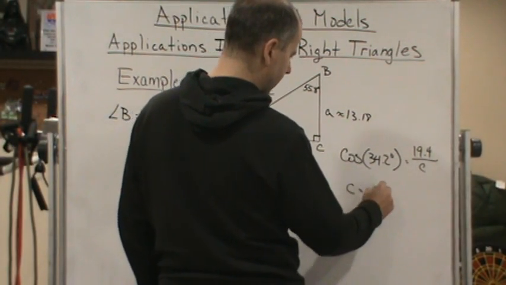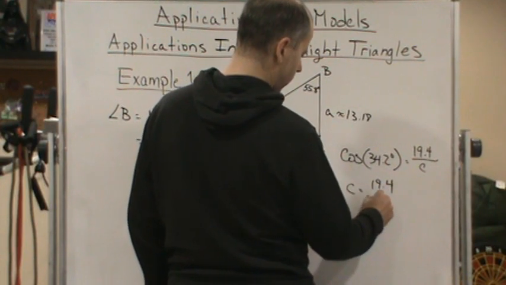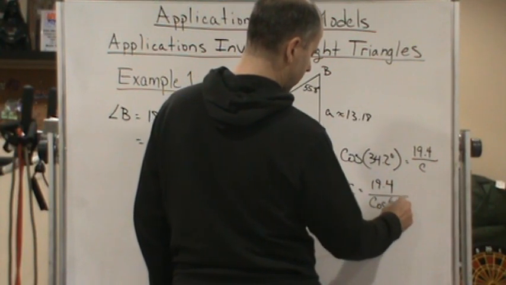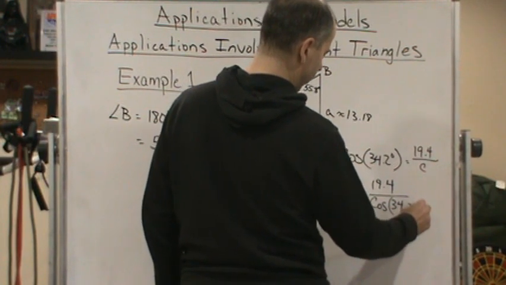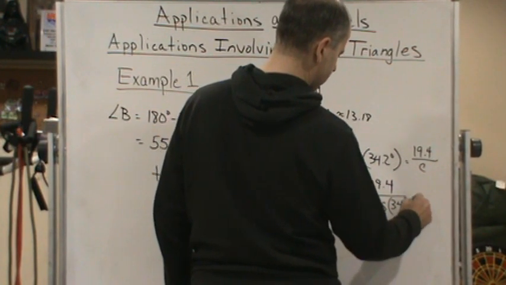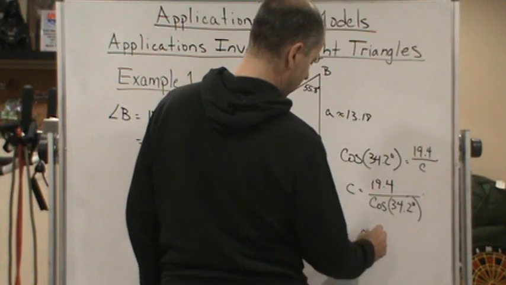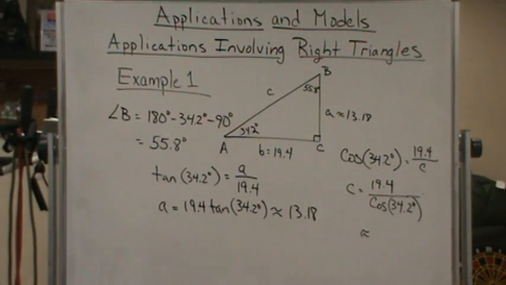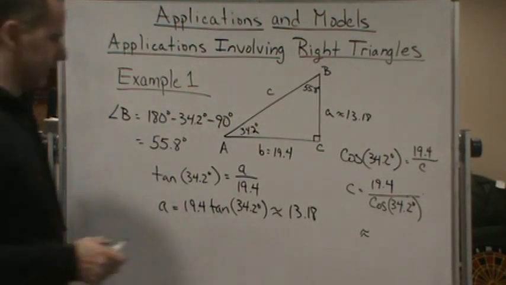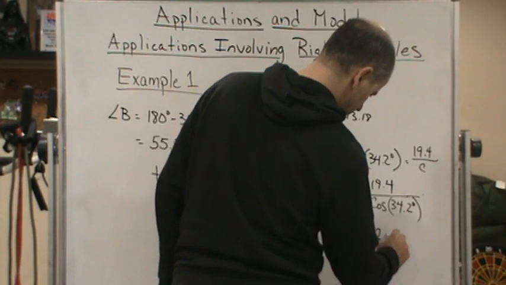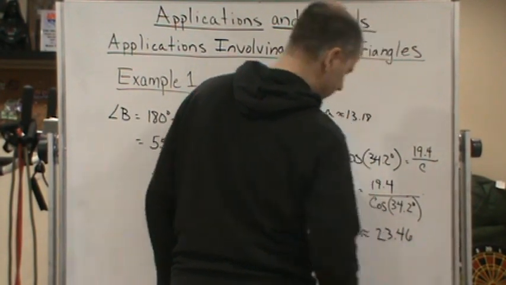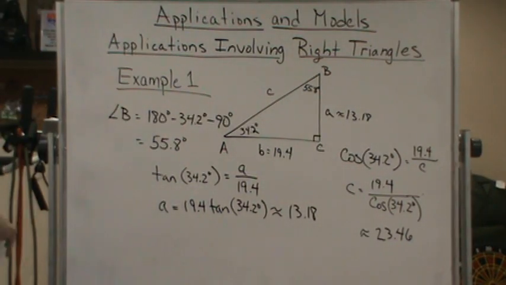And so C is going to equal 19.4 divided by the cosine of 34.2 degrees. Again, put that in your calculator, and you're going to get approximately 23.46, rounded to 2 decimal places. And that's it. So we solved for all 3 angles, and we know all 3 sides now.